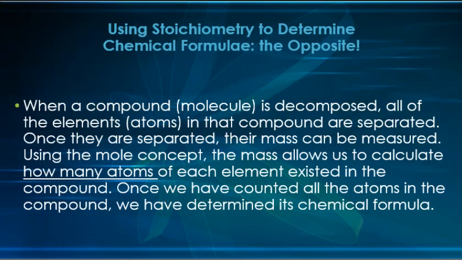All right, so when a compound or molecule is decomposed, all of the elements and the atoms in the compound will be separated. Once they're separated, their mass can be measured. Using the mole concept, the mass allows us to calculate how many atoms of each element existed in the compound. Once we've counted all the atoms in the compound, we can determine what its chemical formula is. H2SO4. I always give that to you, but there's a way to figure that out using stoichiometry, okay?